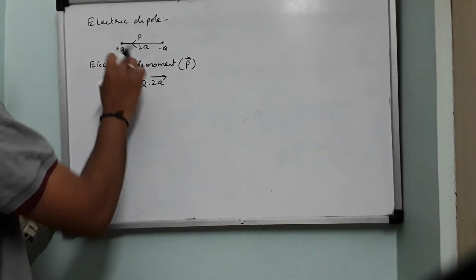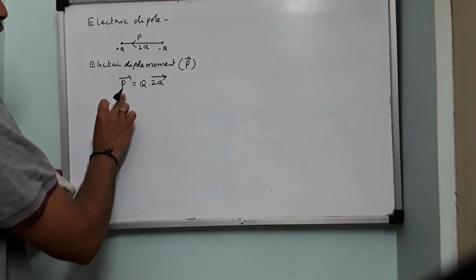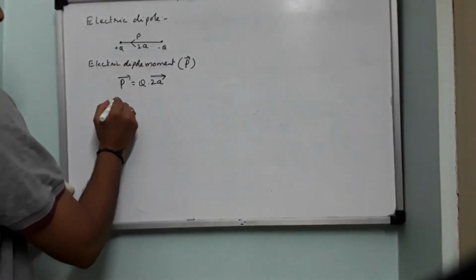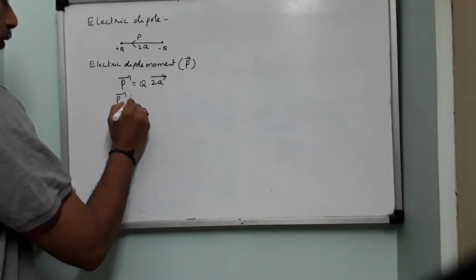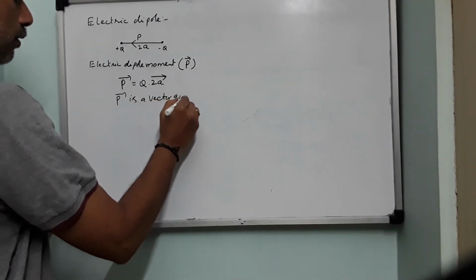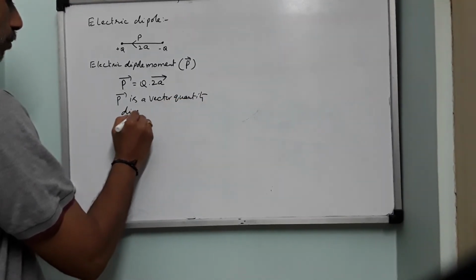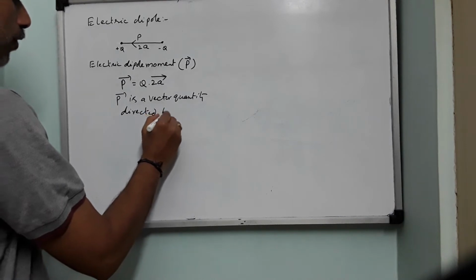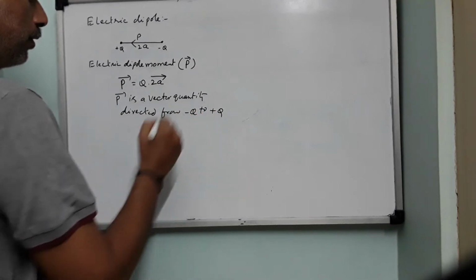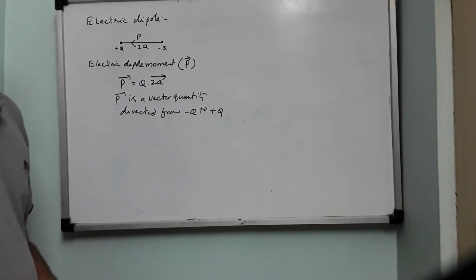Therefore, what is the direction of 2a? Same is the direction of dipole moment. So dipole moment is directed from minus q to plus q. So P is a vector quantity directed from minus q to plus q. So why is it so? Minus q to plus q is simply our convention.